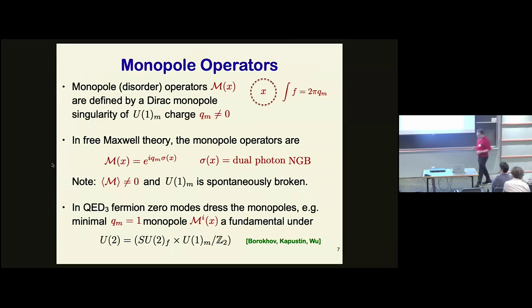Now, in QED, we have charged fermions, and famously, charged fermions in a monopole background have zero modes, and these zero modes will dress the kind of bare monopoles that you have in Maxwell theory, and that can change their quantum numbers under global symmetries. So in particular, the minimal monopole in QED with two flavors is dressed by a single fermion field, and that makes it a kind of fundamental representation under this U2 global symmetry of QED. So it has charge 1 under the U1 magnetic, and it's a doublet under the SU2 flavor symmetry acting on this index I that also acts on the fermions.